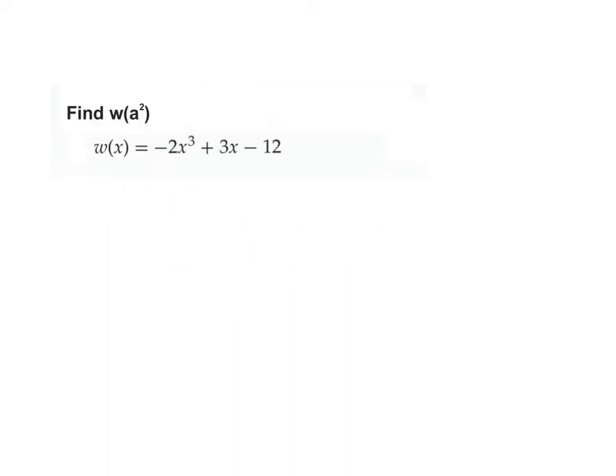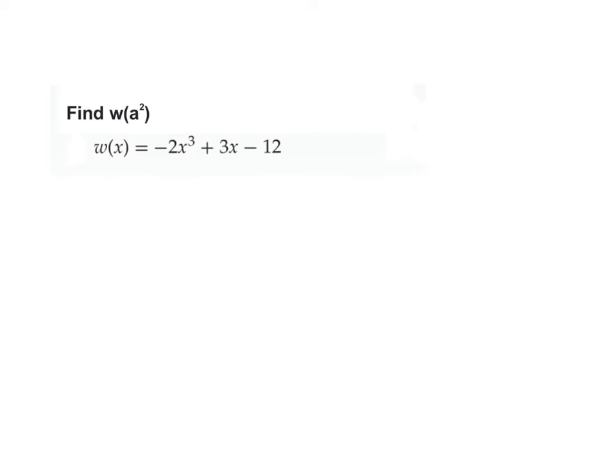Same function. But instead of inputting a number, we're going to have a variable as an input. So it doesn't work any differently. I'm just going to take a squared and I'm going to plug it in for x. Okay? So instead of replacing x with a number like we did for those last two, we're going to replace x with a squared. So go ahead and do that and see what you end up with.